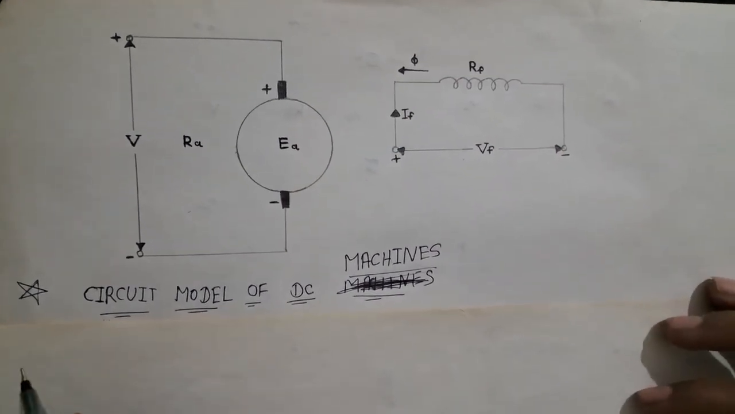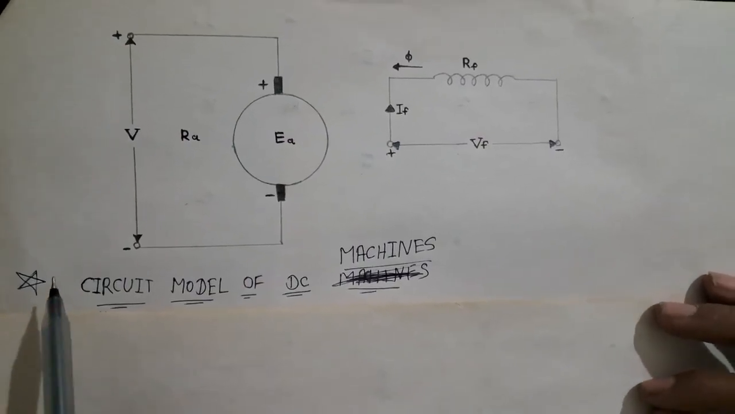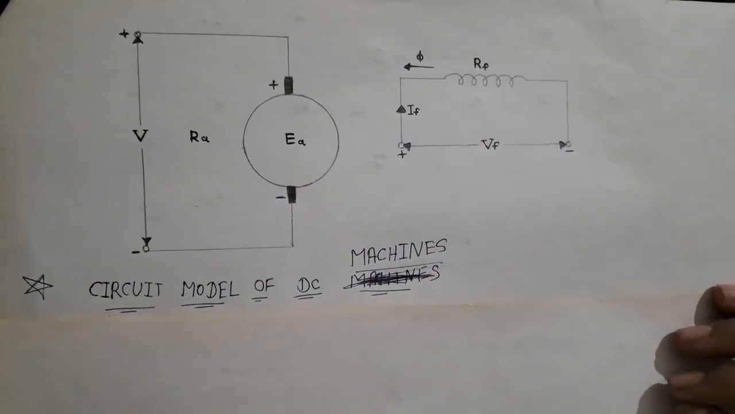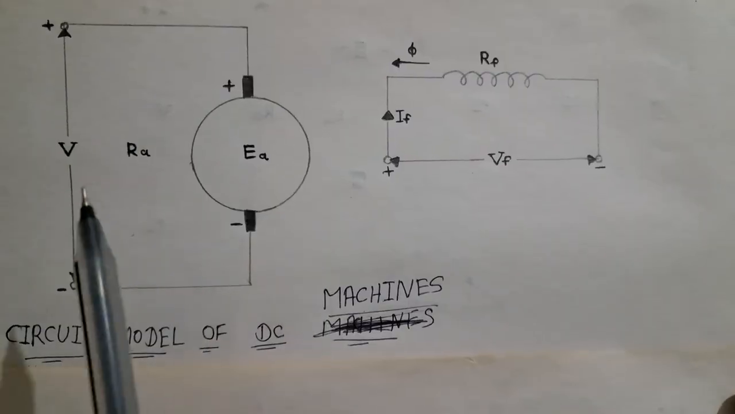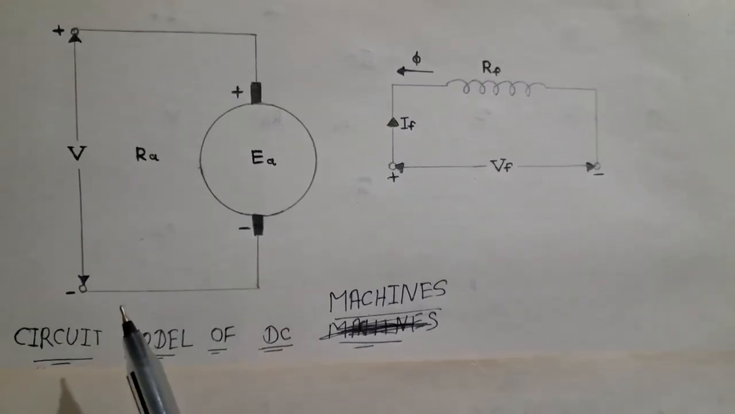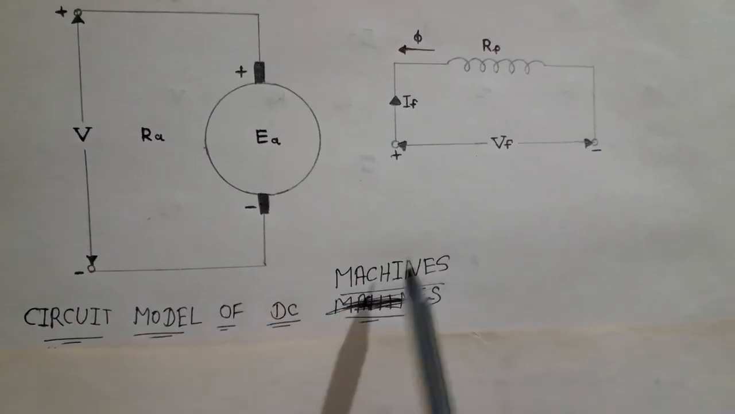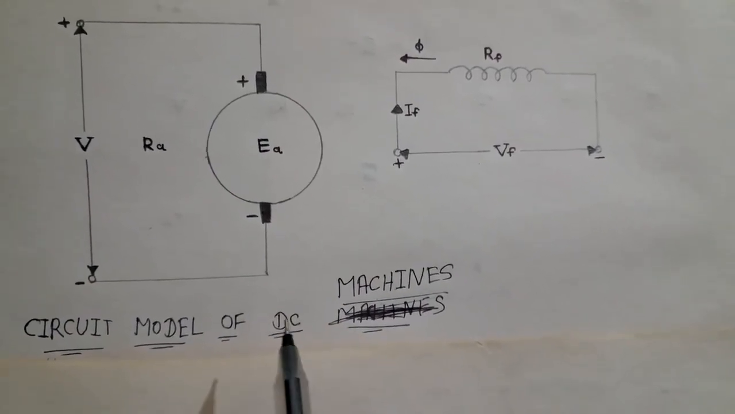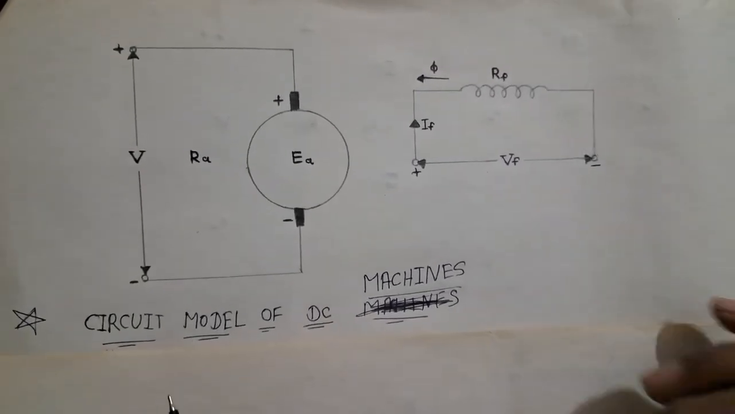In this video we are discussing the circuit model of DC machine. So this is the figure, and the theory is: in a DC machine, all parallel paths in the armature are symmetrical and each path has an induced EMF EA and series resistance RP.